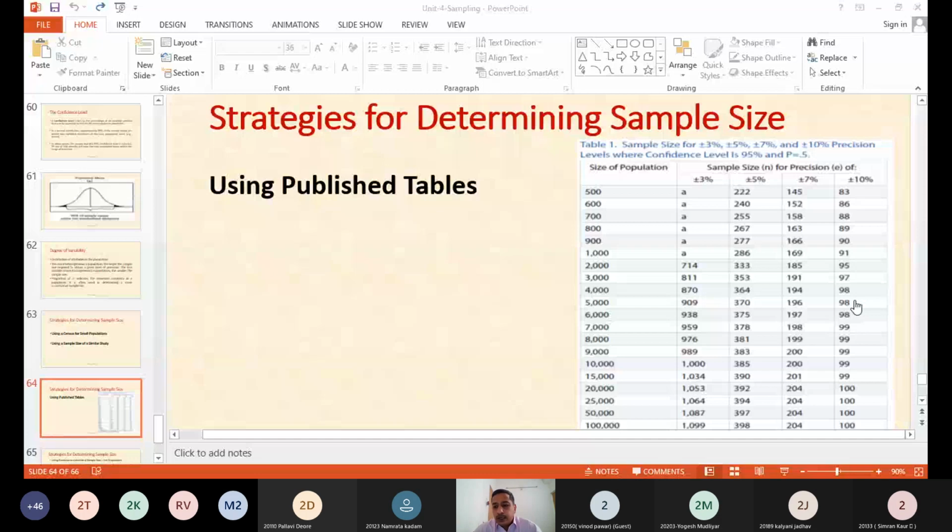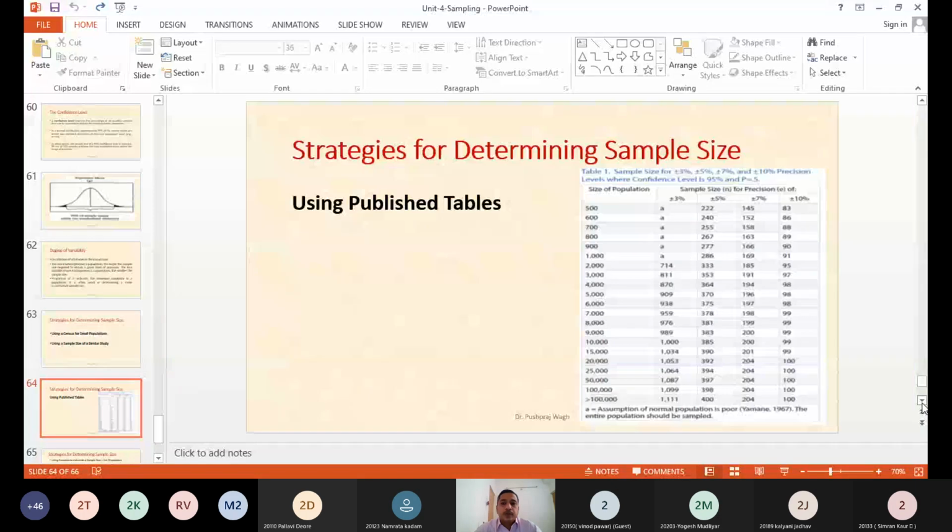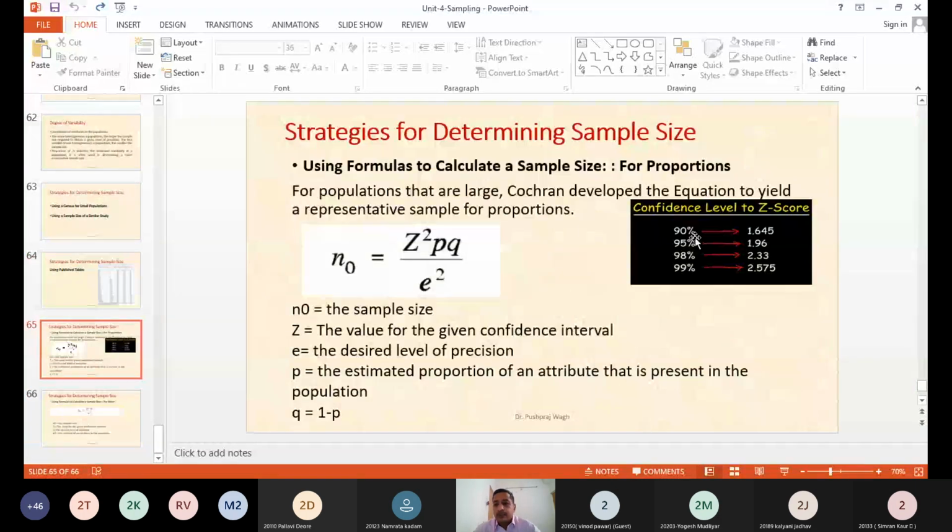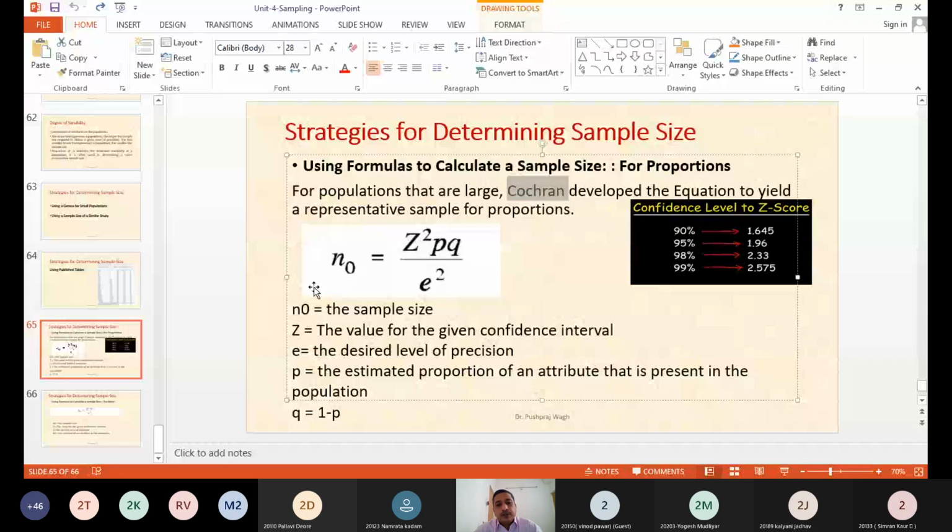Going ahead, we will understand how we determine the sample size from different formulas. Strategies for determining the sample size from the formula. We can have formulas to calculate the sample size also. This is the first formula, which is designed by Cochran. This sample size formula is for populations that are large. When the population size is large, Cochran has developed an equation which can give you the size of the sample.